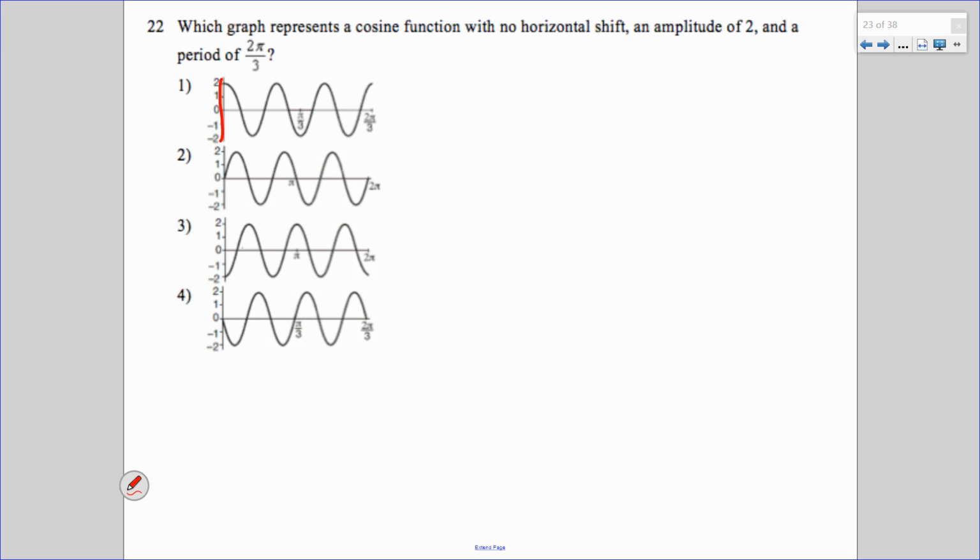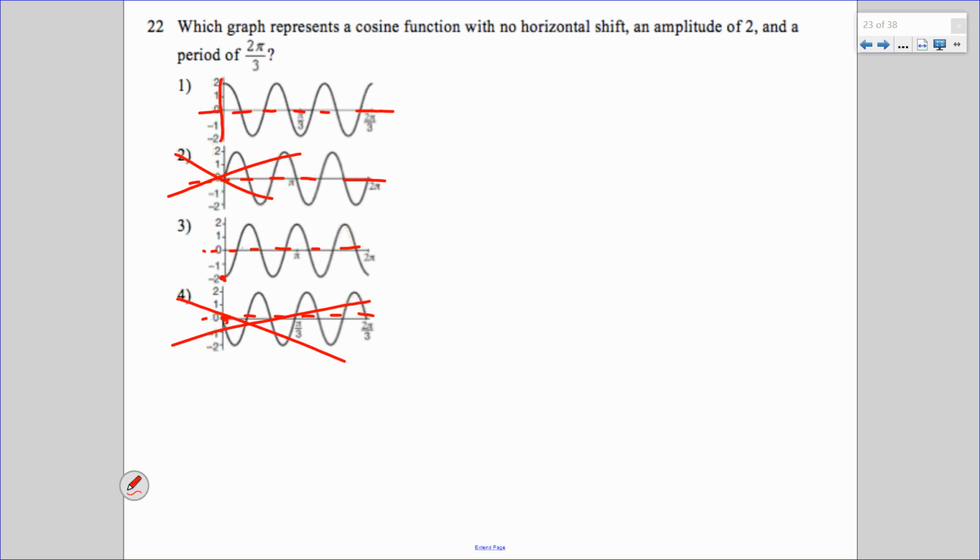It does not start at the midline. This one is a cosine. This one is a sine. This one is a cosine, the negative cosine. And this one is a sine because it starts at the midline.